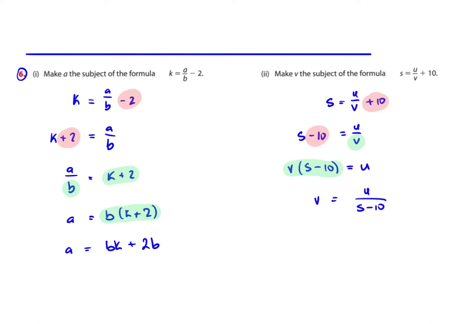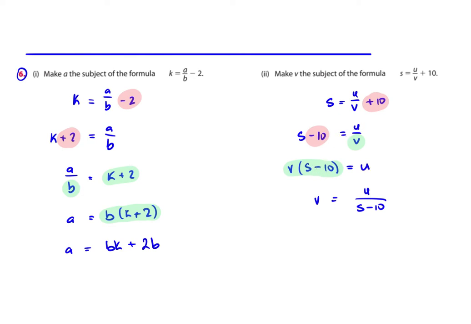Now, we know that our answer is going to have to be v equals, so we need to get all our v terms on the left-hand side and all our other terms on the right-hand side. We can do that simply here by getting rid of the fraction and multiplying the left-hand side by v. So we get v multiplied by s minus 10 equals u.